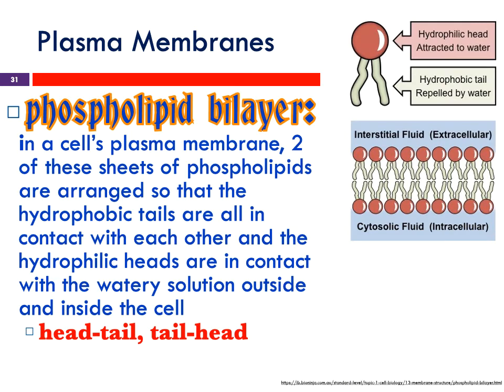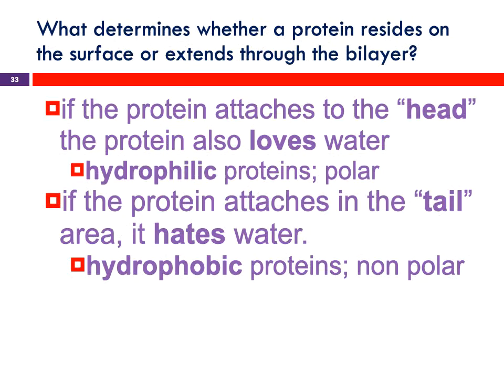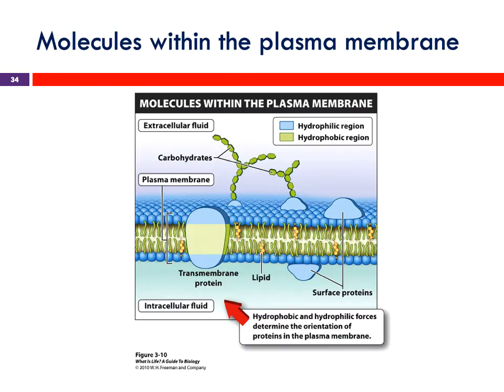They are organized in a phospholipid bilayer, and they attach themselves head to tail to tail to head. Here's another picture. Proteins and other molecules will be attached to it, and depending upon where they attach is what that molecule is. For example, if you attach to the head, you're going to love water. If you attach to the tails, you're not going to like water.